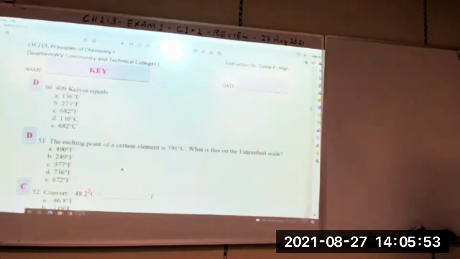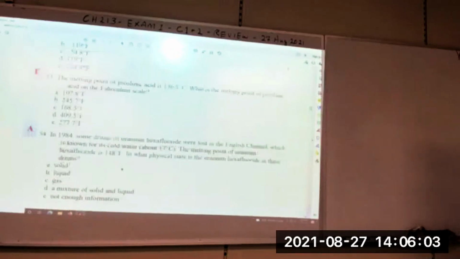What do you do when you have a negative value here? You just plug it in the formula. Just be sure you watch the signs. Another conversion, we don't need to do that one.